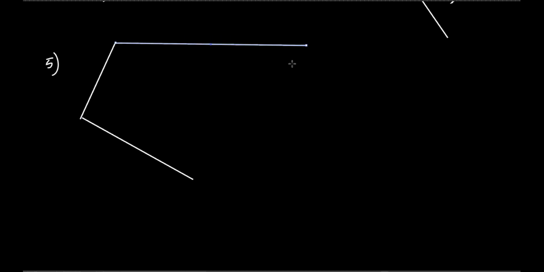Number 5 is a quadrilateral. It's just any old quadrilateral. It's not a trapezoid. It's not a parallelogram or anything like that. It's just a four-sided figure. That's all it is. Let's go like this. All right? So there's a four-sided figure. Tell me something about all the angles.